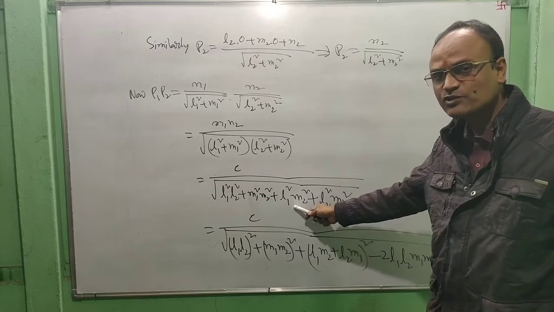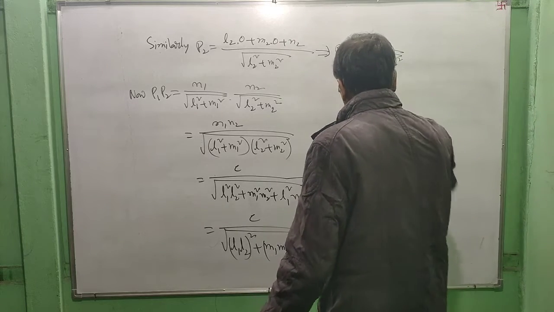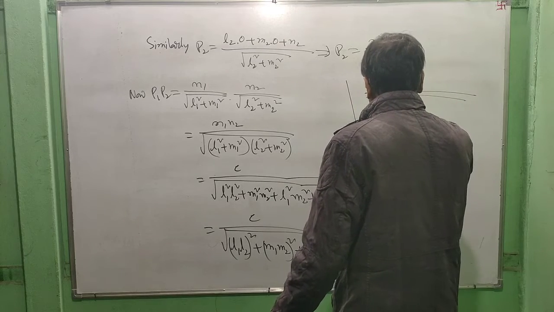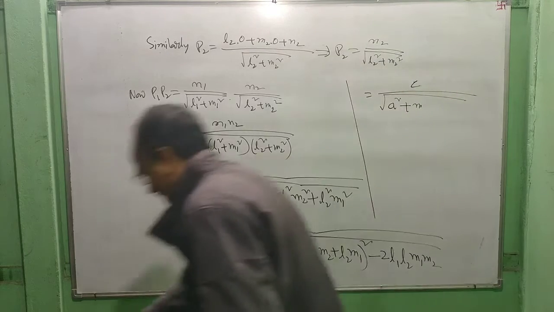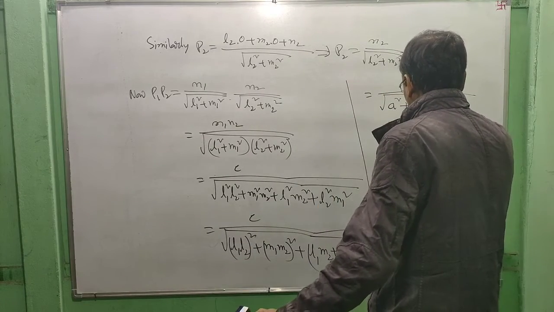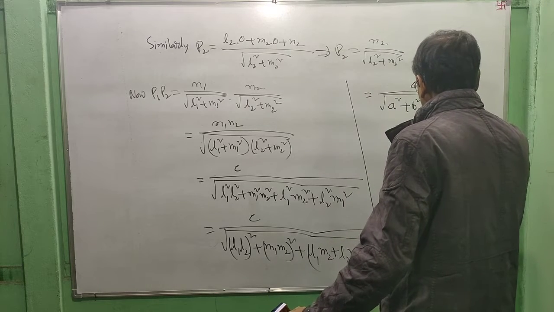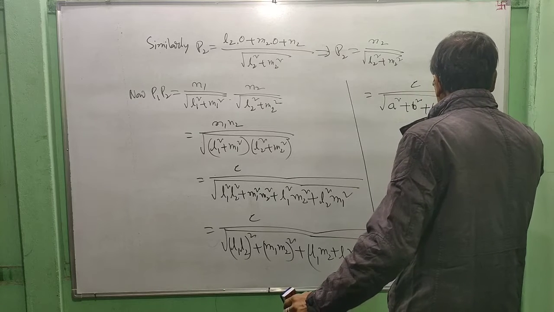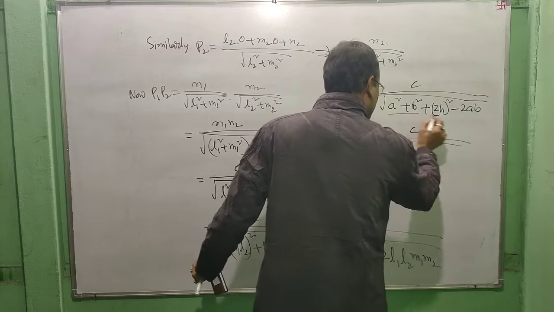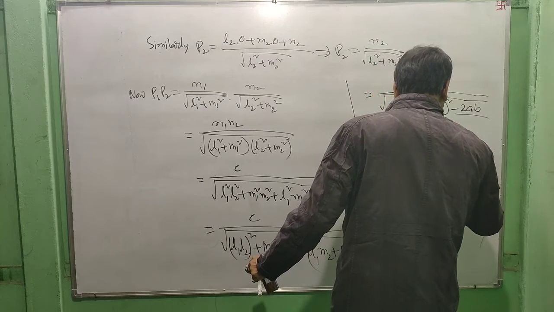It is of the form a square plus b square. This is equal to a plus b whole square minus twice ab. This is equal to c by root of, L1 L2 is nothing but a, M1 M2 equal to b, a plus b whole square minus twice ab. This is equal to c divided by root of a square plus b square minus twice ab. You will get a minus b whole square plus, it is nothing but 4h square.